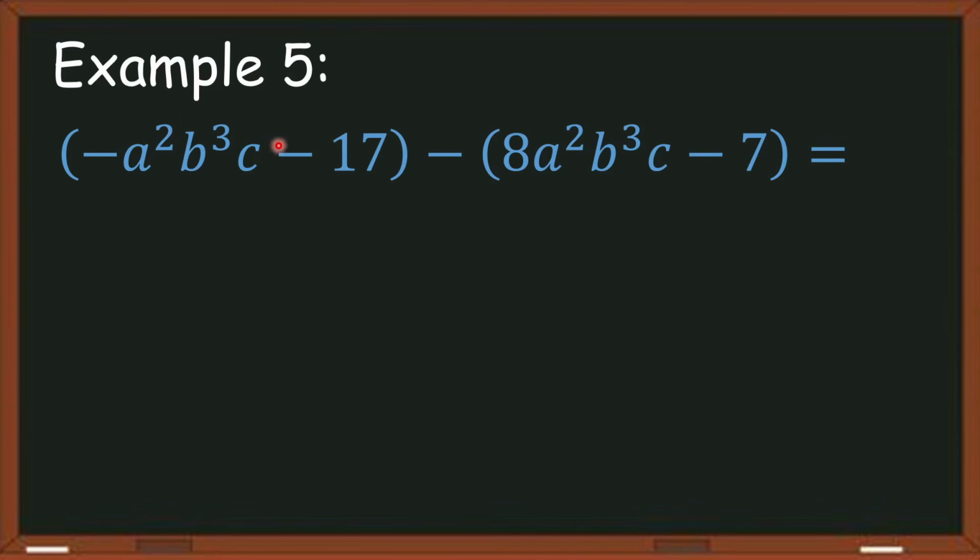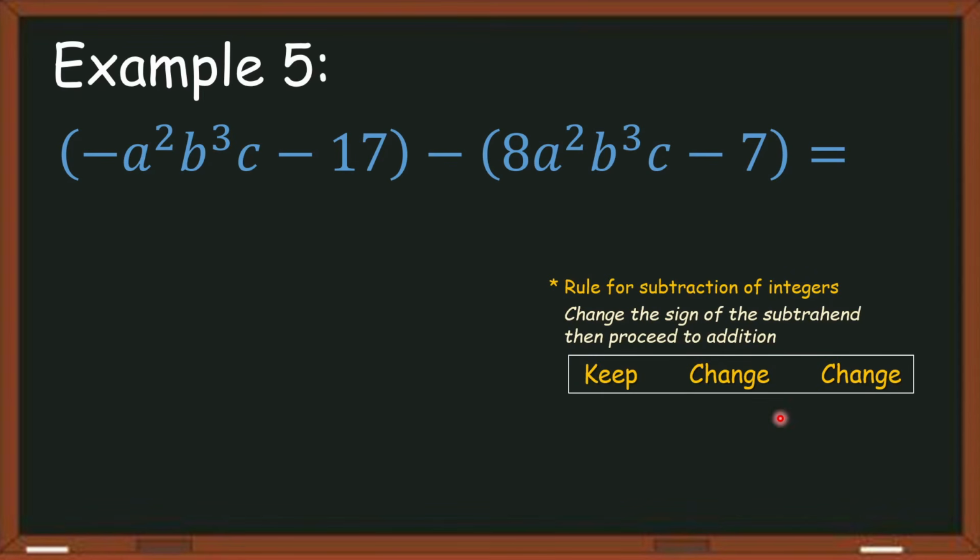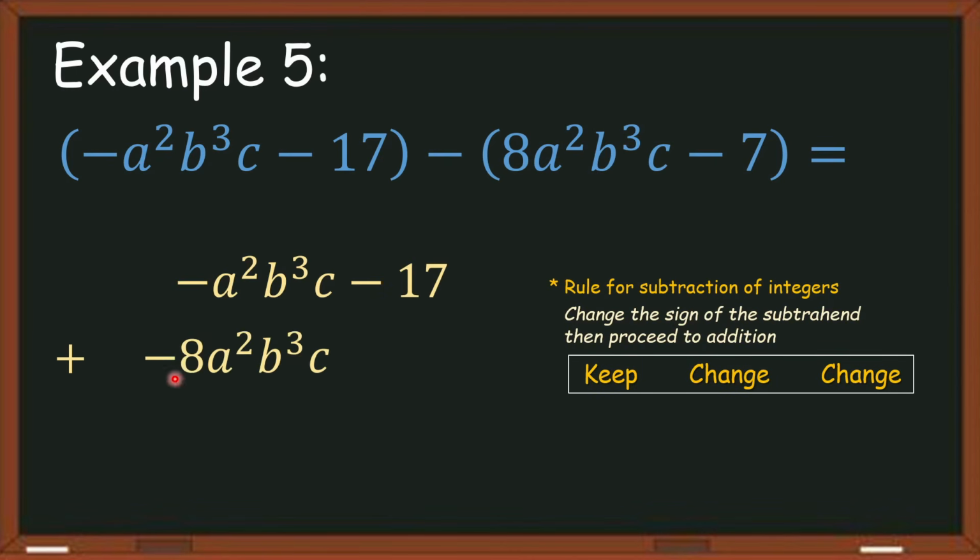Next example, subtract natin ito minus dito. So again, apply natin yung rule for subtraction of integers. So i-keep lang natin ito, rewrite natin dito. So ito yun, negative a squared b raised to 3c minus 17. And then, change. Yung minus, gawin nating plus. And then, lahat ng sign nung nandito, yung dalawa na yan, papalitan natin ng sign. So, from positive 8, gagawin natin siyang negative 8. So, from positive, naging negative. Now, from negative 7, papalitan naman natin, gagawin nating positive 7.